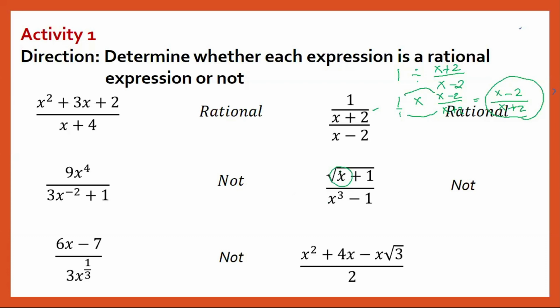Last, x squared plus 4x minus x square root of 3. Is this a polynomial expression? Try to recall the characteristics of a polynomial expression. It's a rational expression. Kasi ang nandun lang naman, bawal yung variable sa loob ng radical sign. Pero hindi naman sinabi na bawal na nasa loob ng radical sign ang number.